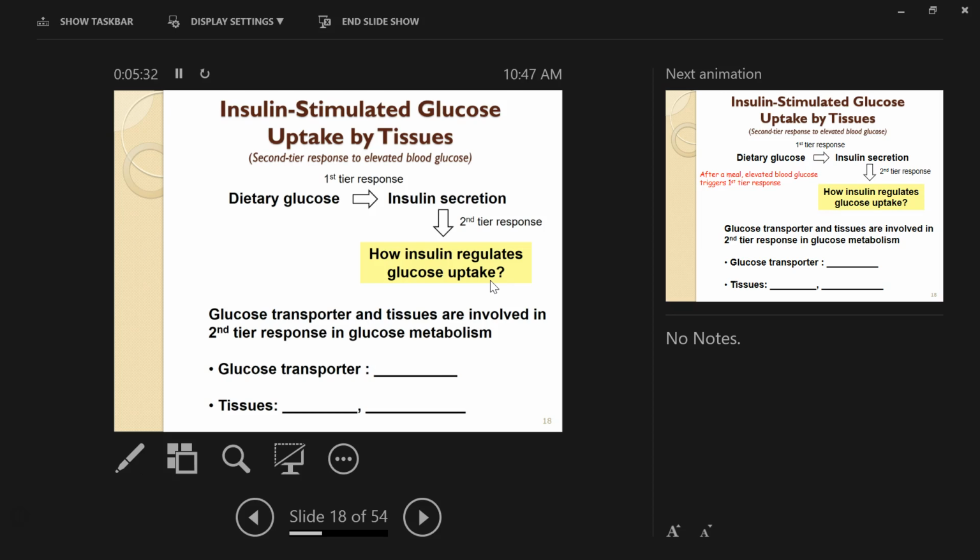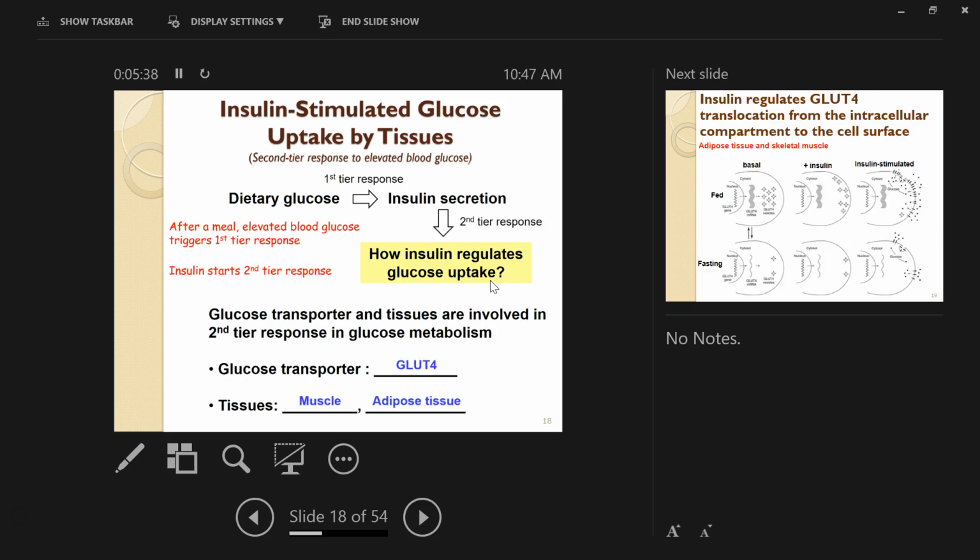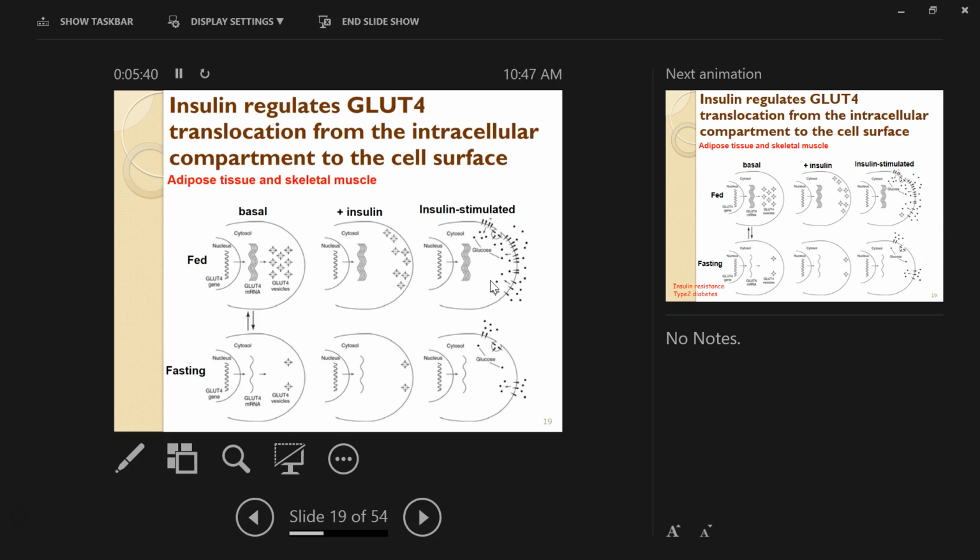So we finished this slide, I think. All right. Now, why is GLUT4 in both skeletal muscle and adipose tissue insulin dependent? That means only when you have high blood insulin levels can this GLUT4 be activated and transport glucose.